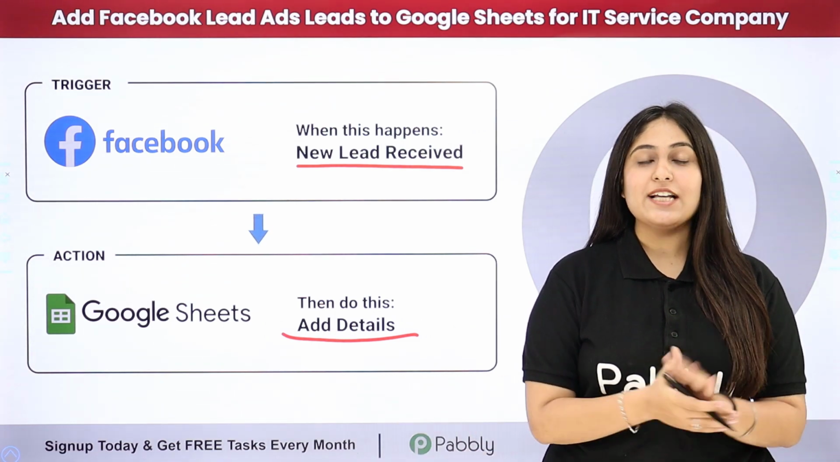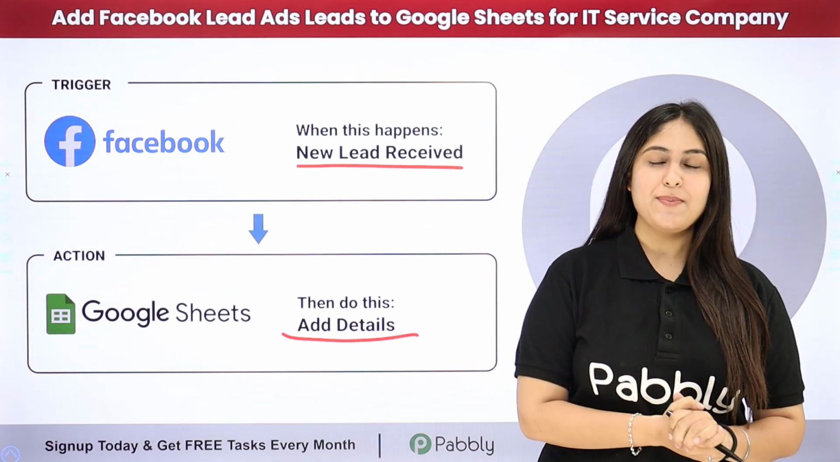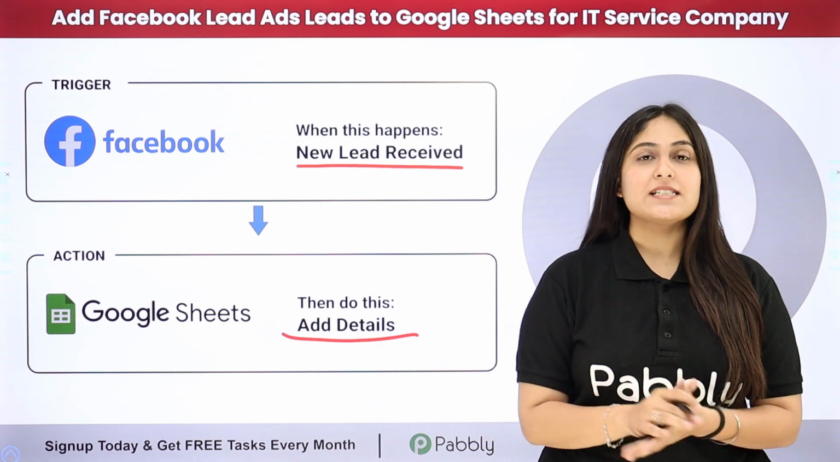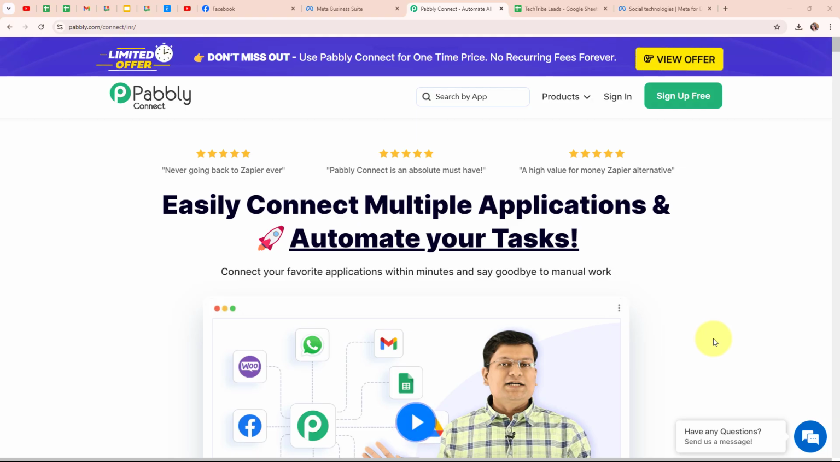So to build this connection I need to connect these applications using an automation software named Pabbly Connect. To learn this process step by step, let me take you to my screen. Welcome to my screen. In this video, we are going to understand how to add Facebook lead ads leads to Google Sheets for an IT service company.